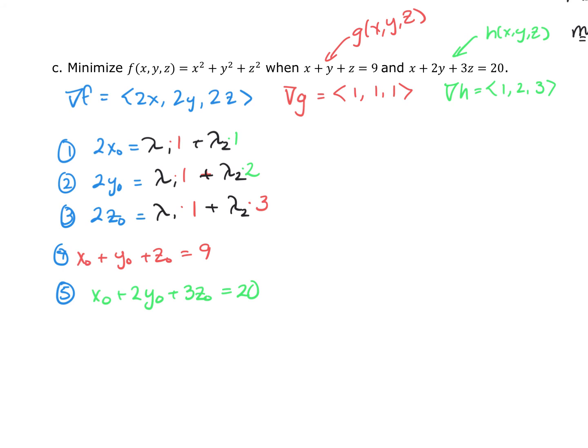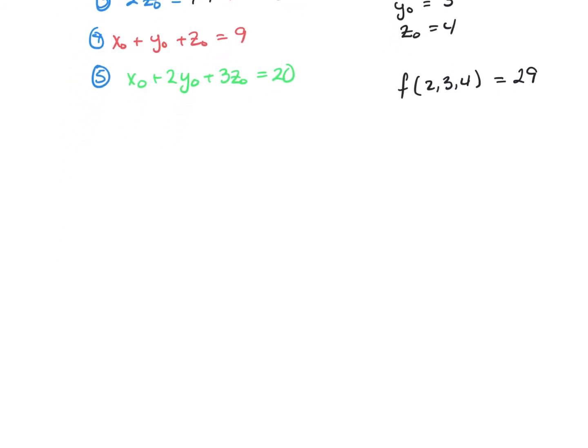And solving in my usual way, I'm going to end up with x naught equaling 2, y naught equaling 3, and z naught equaling 4. And so f of 2, 3, and 4, putting that back into the original equation, produces 29, and that is my minimization.